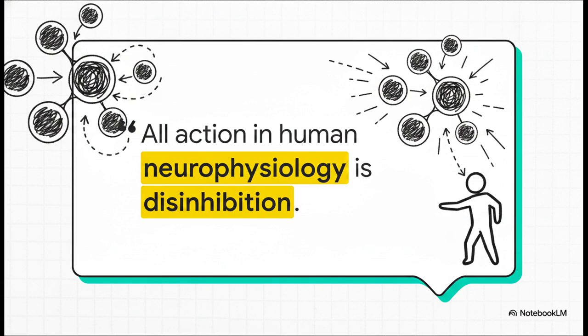All action in human neurophysiology is disinhibition. Really think about that for a second. In our central nervous system, excitatory neurons want to be firing constantly, but the inhibitory neurons hold them back. To create any physical action, to literally do anything, the brain's natural baseline inhibitory tone has to diminish. Action only happens when we take the brakes off.